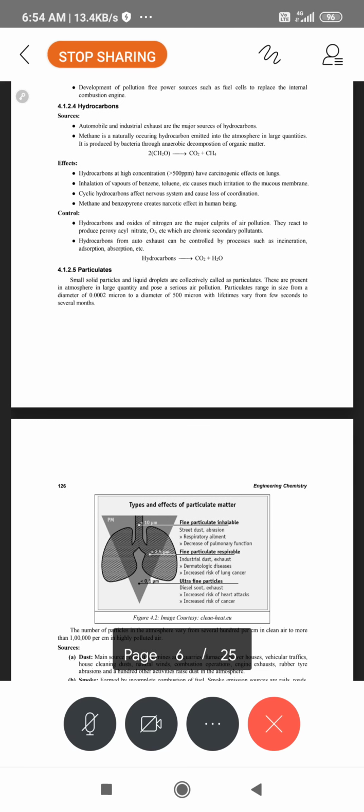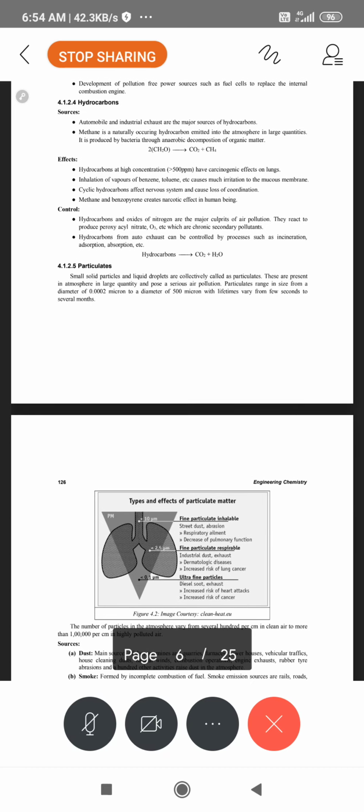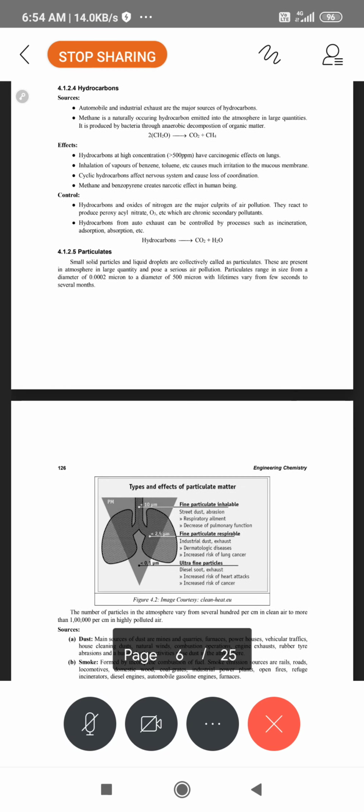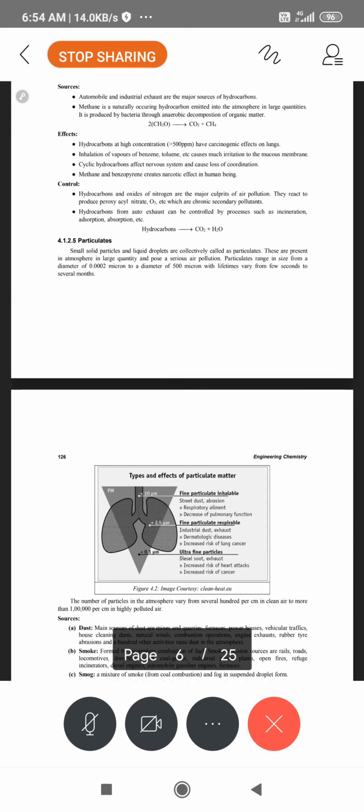So the hydrocarbons should not enter into the atmosphere. That is the only way. So, alternative switching of gases, complete combustion, and better use of recycled materials. Natural dispersion can also be used as a precaution before these hydrocarbons enter into the atmosphere.